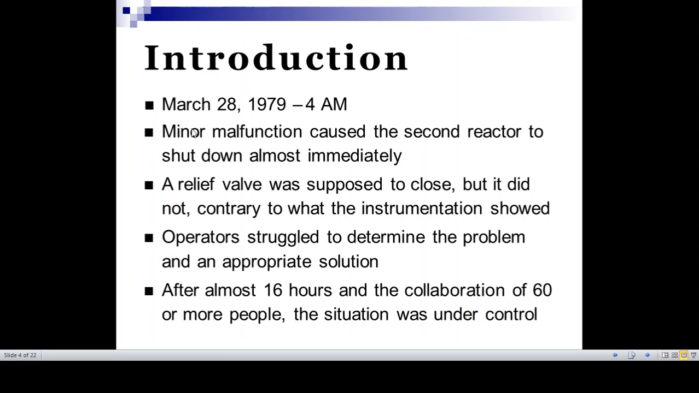mishap. But actually what happened was because of two reasons. The first reason, what scientists and major examiners who later on studied the nuclear power plant found out, was that there were two reasons due to which this power generation had a major mishap or an accident. And the first reason was a human error.